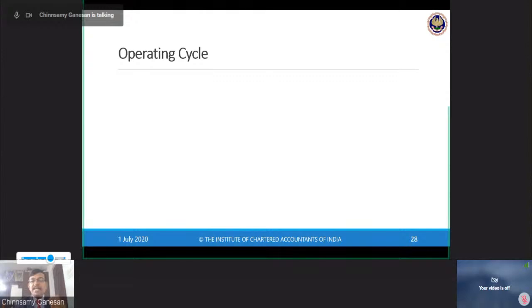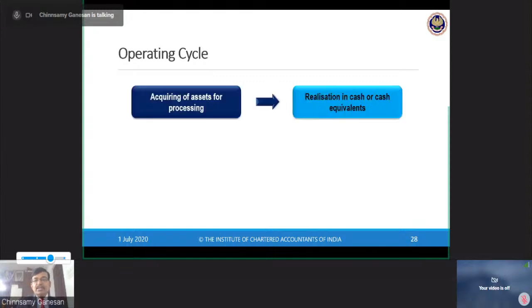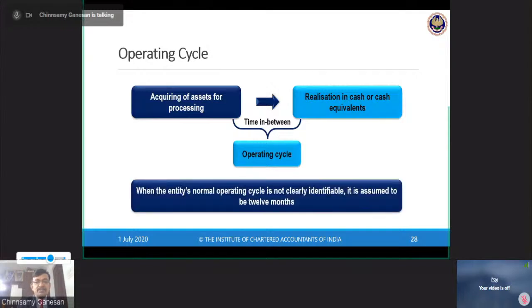But I have seen that many questions in the past examination for final are coming around operating cycle. So we will take 1 or 2 examples to understand the operating cycle also. What happens is, this is from acquiring the asset for processing and realization in cash or cash equivalent. What is the process? What is the time which you are taking in between? From cash to cash, the time in between is considered as your operating cycle.